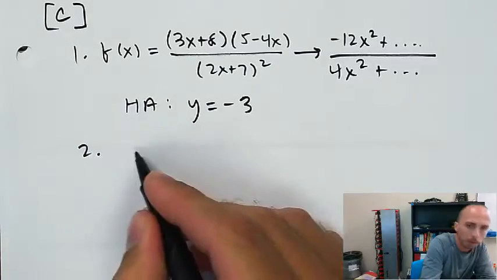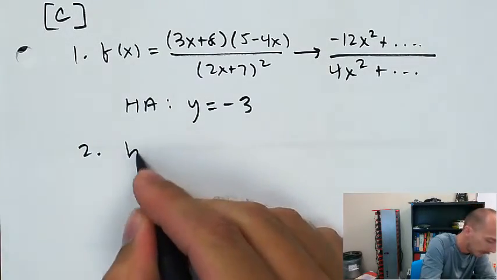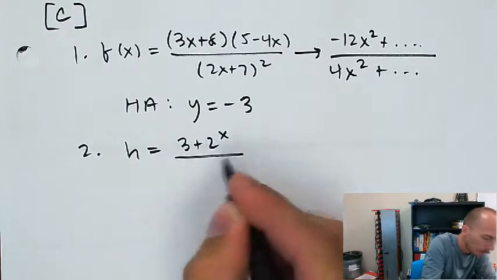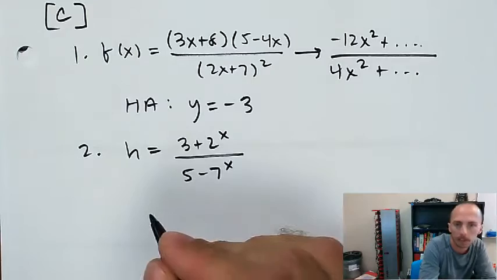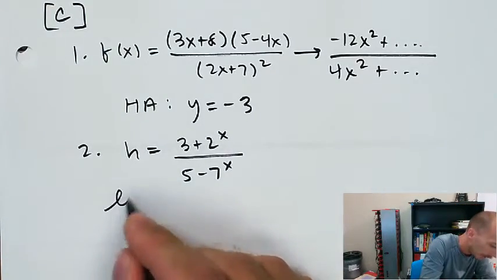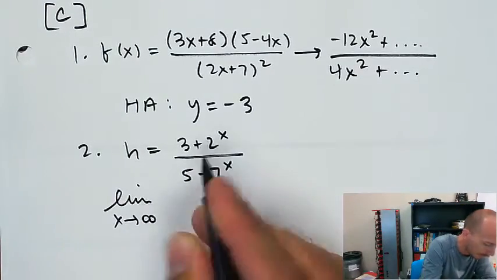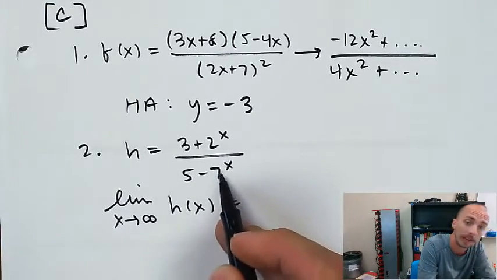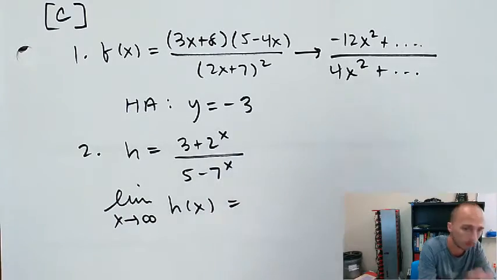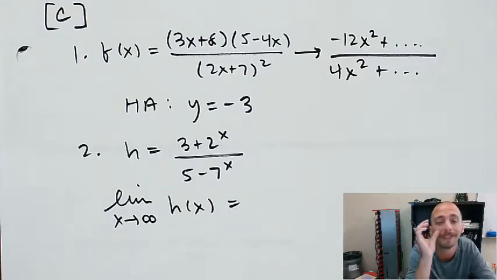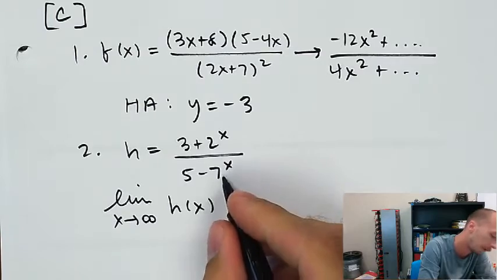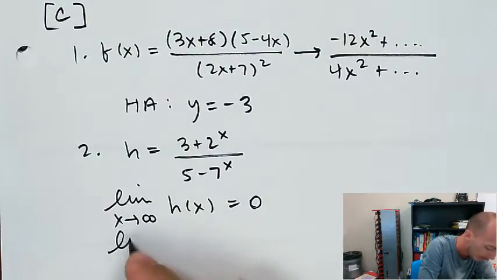Okay, so this one, we're interested in h equals 3 plus 2 to the x over 5 minus 7 to the x. And the limit as x approaches infinity of h of x. I'm looking for the biggest thing I've got. That's 7 to the x. That is bigger than 2 to the x. Not like when I have 2e to the x and 7e to the x. They're essentially the same. 7 to the x is categorically faster growing than 2 to the x. So I'm going to say this is bigger on bottom. This is going to 0.